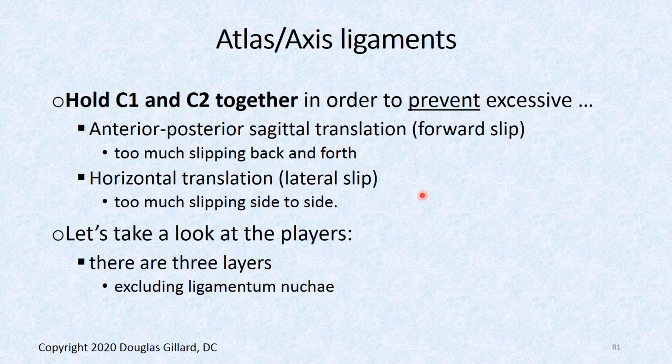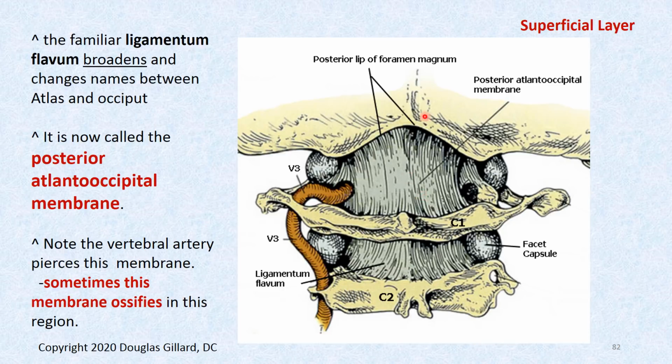And let's look at the players here. We kind of looked at this. Now, I took ligamentum nuchae, which would be right here in the middle, out so we could see a little bit better. So ligamentum flavum stops between C1 and C2. And then instead, this really is ligamentum flavum, it's quite thin, it's quite broad now, so they gave it a new name. They're calling it the posterior atlanto-occipital membrane. Right? You can still see the facet capsule. But notice this ligament, the V3, as I drew before, actually pierces a hole through there so it can jump into its groove for the vertebral artery in here.